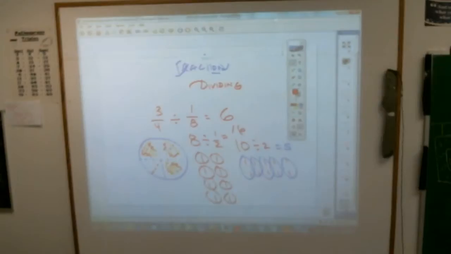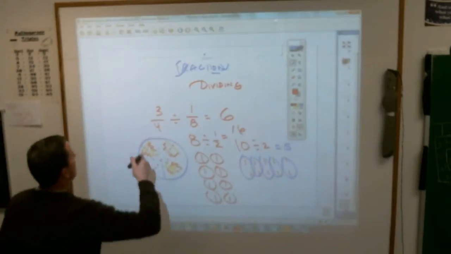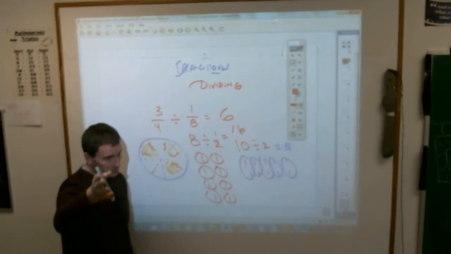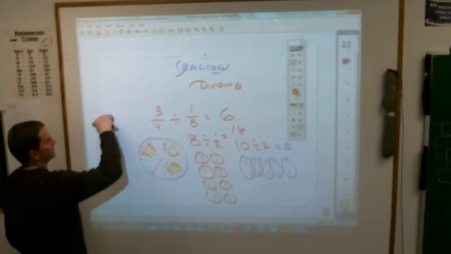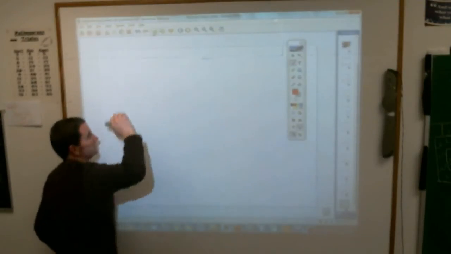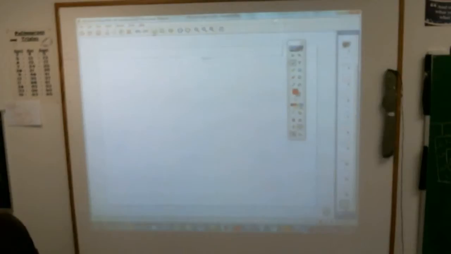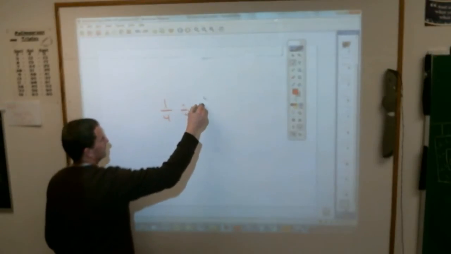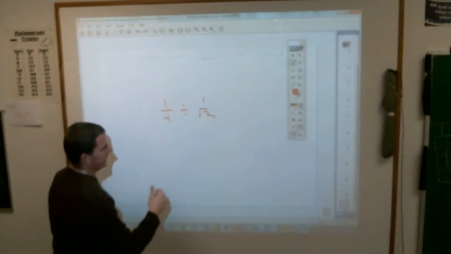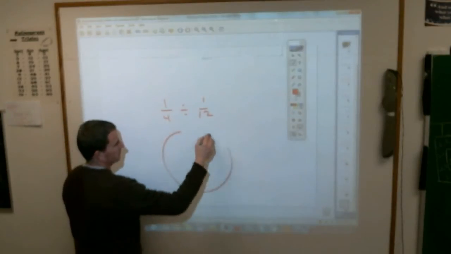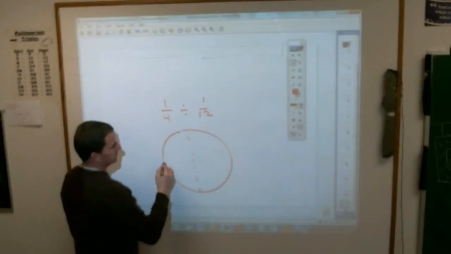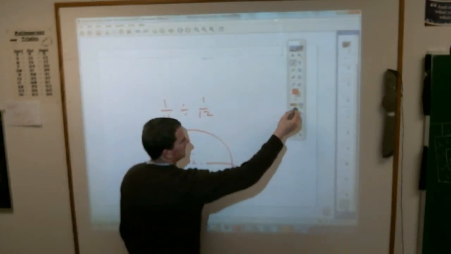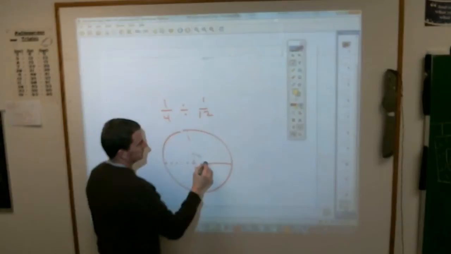Now I asked you about the 12ths and the 6ths. We don't have that, but we do have something that we use all the time that is divided into 12ths, which is a clock face. And you can use that for 6ths as well. Here is a question for you. What is 1/4 divided by 1/12? And again, you can think of it like this. Here's my circle. I'm cutting it into quarters first. I start off with 1/4, which is this right here.